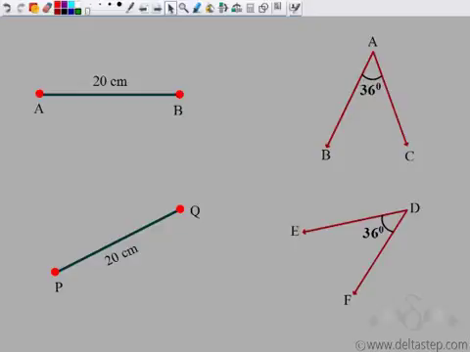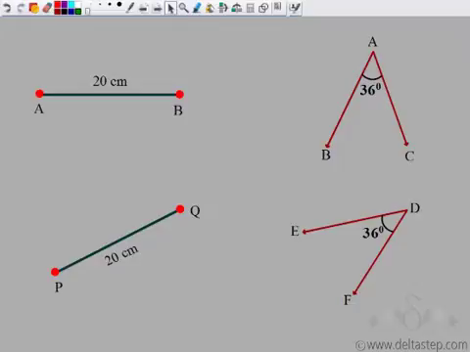Similarly, two angles can be said congruent as long as the measure of the angles is the same. So here the angle measures 36 degrees and here also the angle measures 36 degrees. So we can say that angle BAC is congruent to angle EDF. So both these angles are congruent. So we've seen when lines are congruent. We've also seen when angles would be congruent.